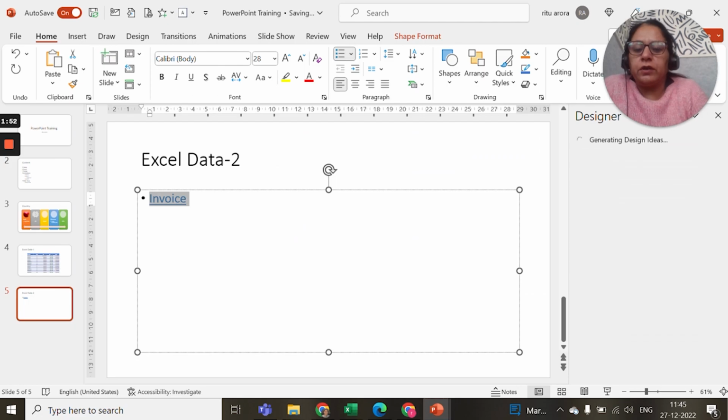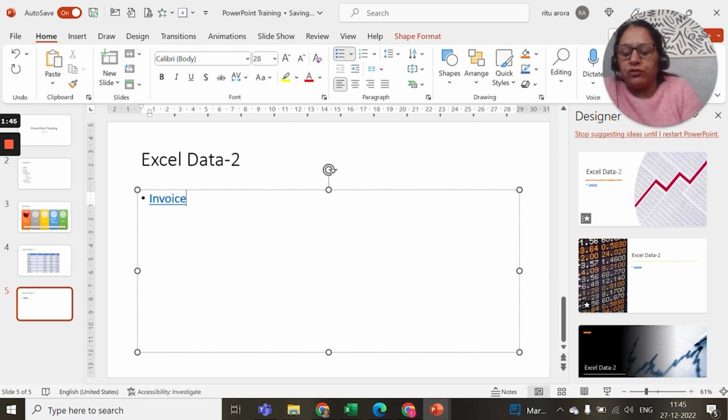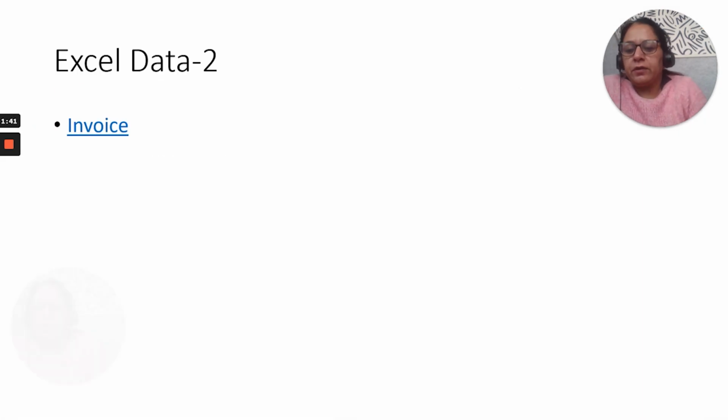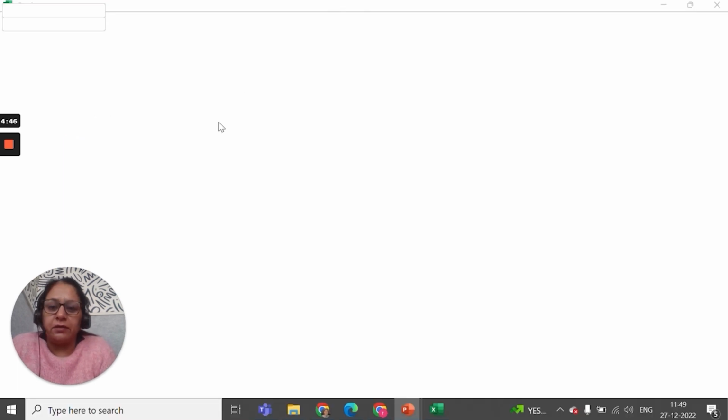And if I click on OK, it becomes blue with an underline. It means it's already hyperlinked. It's going to work on the slideshow. To go to slideshow directly, I'll press Shift F5. Now if I click on this invoice file, you will see the file is going to open as a link. Basically it's a hyperlink.